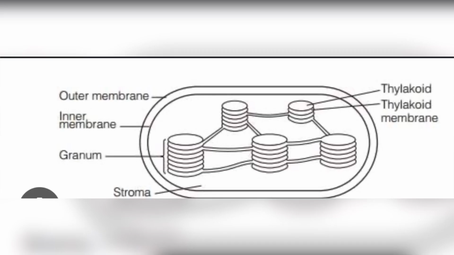You can see one more diagram of the chloroplast. It has the same parts, that is the granum membranes, the thylakoid membranes, and the outer membrane, inner membrane, stroma, and the lamella.